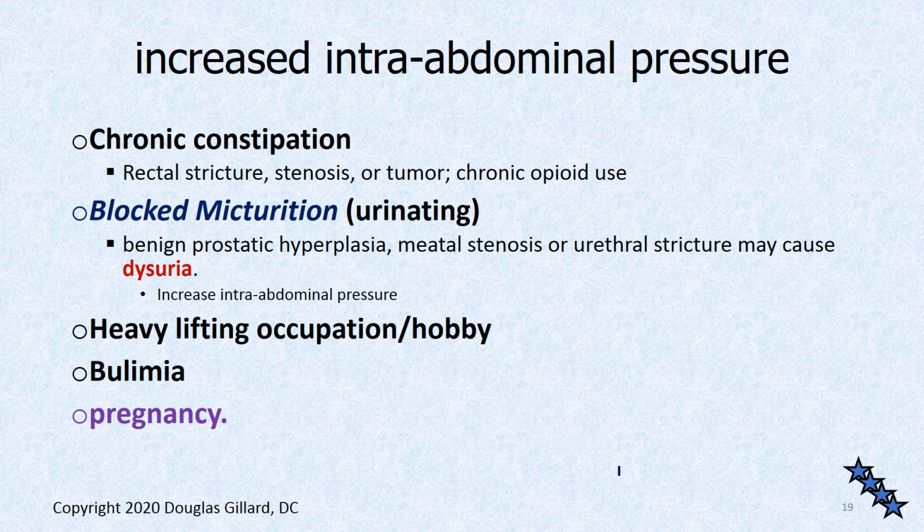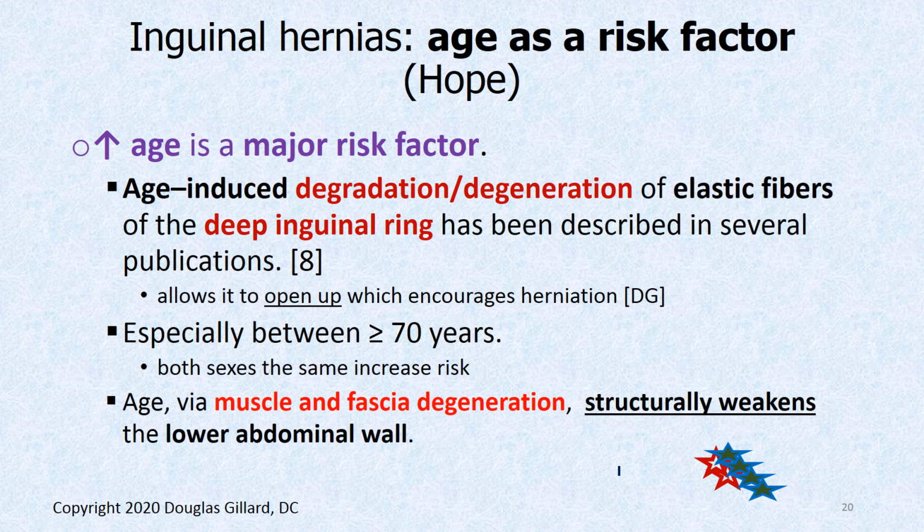People who have urethral problems that are blocked, maybe from BPH or stenosis or stones, many different types of things. But anytime you have dysuria and you're pushing all the time to urinate, just like you're pushing with constipation, that's going to chronically increase your abdominal pressure. Heavy lifting occupations, hobbies, bulimia, throwing up increases pressure, and pregnancy.